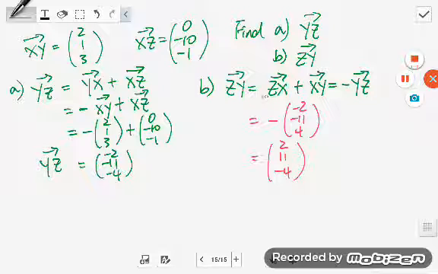If you want, you can try to do this on your own. Try that and see if you get the same vector. You should. So be careful with your negative sign.